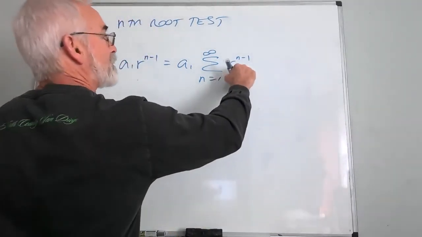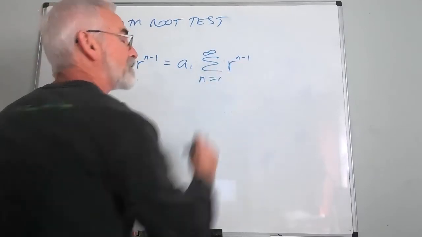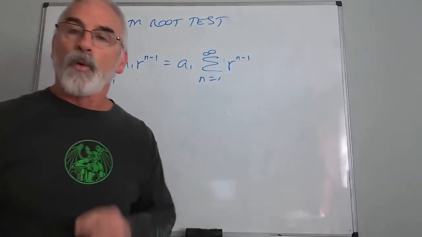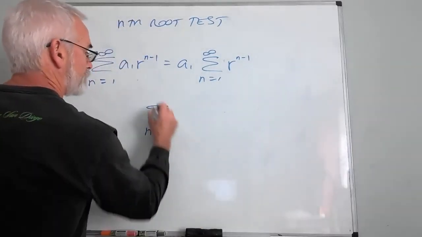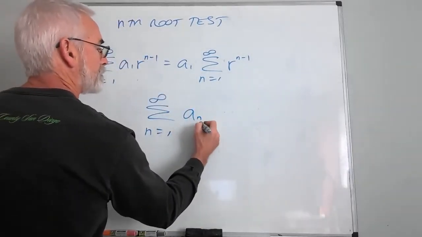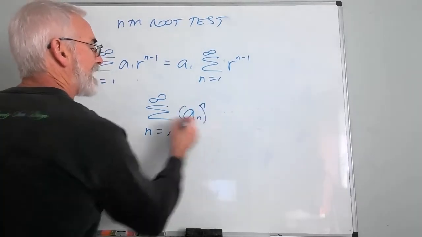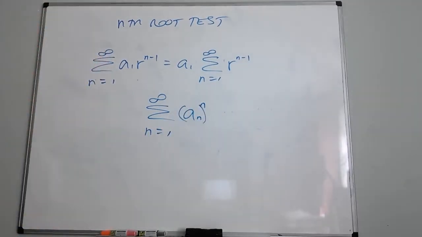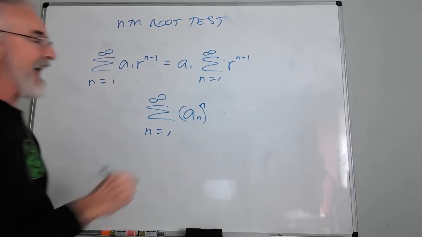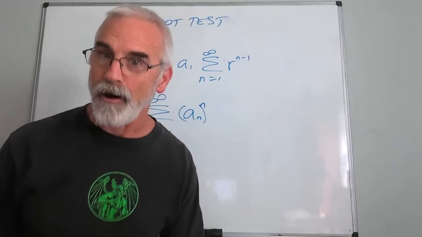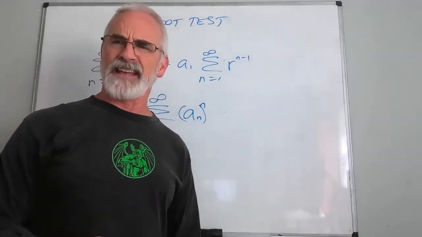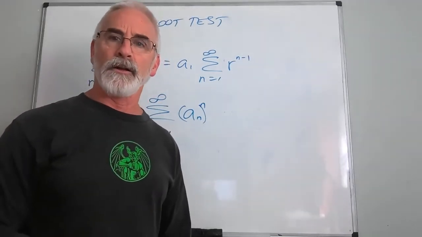I know this is geometric. I know it makes it converge. So let me throw a what-if at you. What if I have a series of the following form, a_n to the nth power? And what if this a_n acts like r? What do you mean? How does a_n act like an r?